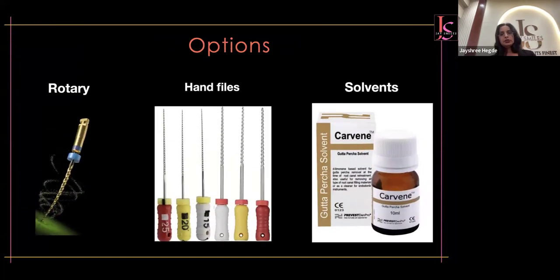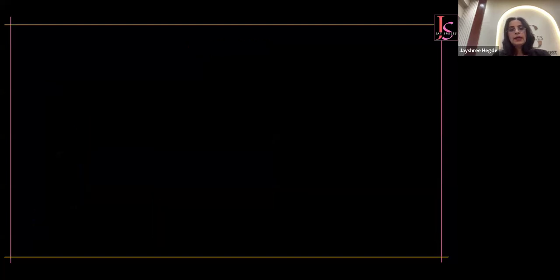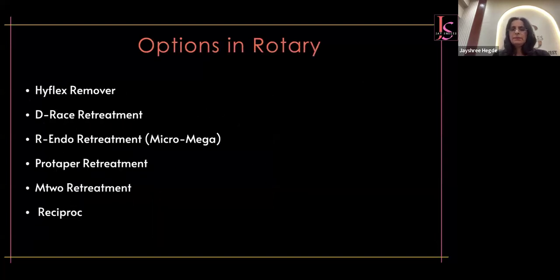So you have rotary instruments to remove the GP. You have hand files, or you have solvents. Okay. So options in rotary, plenty. You don't know what to choose. You have so many of them.